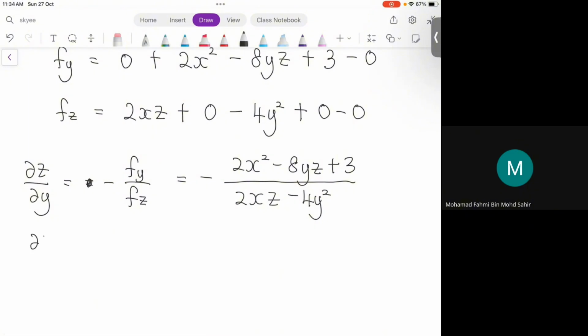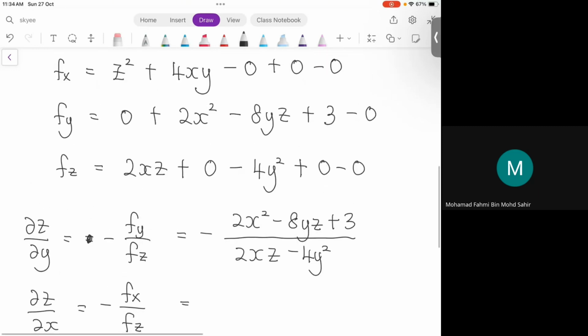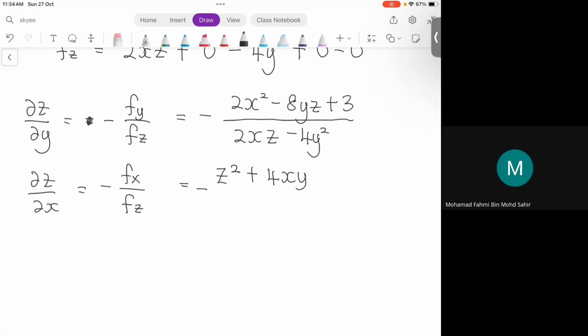Now we move on to the del z del x. So the equation will be negative fx over fz. So what is my fx? It is z squared plus 4xy. Okay, so this is my fx. Don't miss the negative. And then fz is 2xz minus 4y squared.